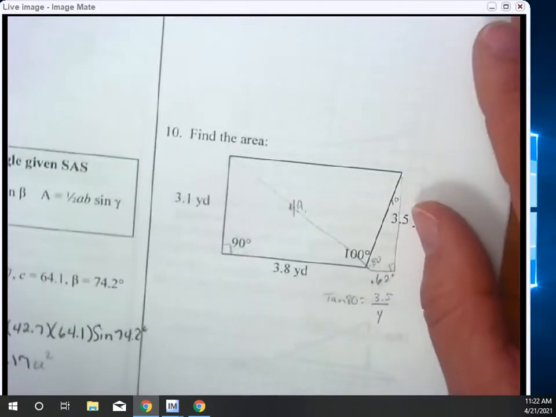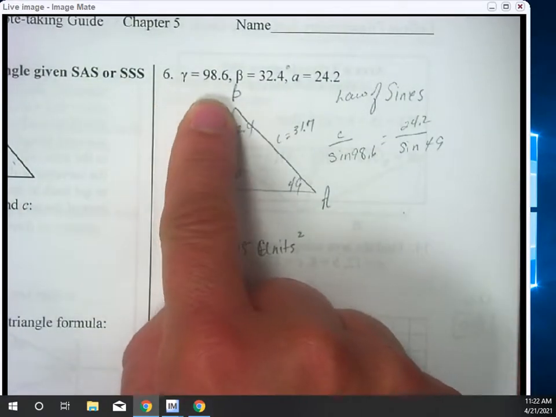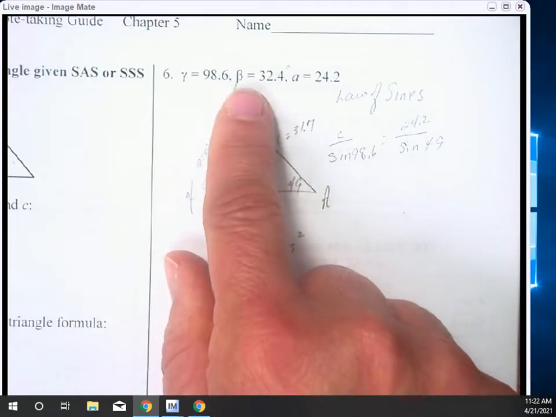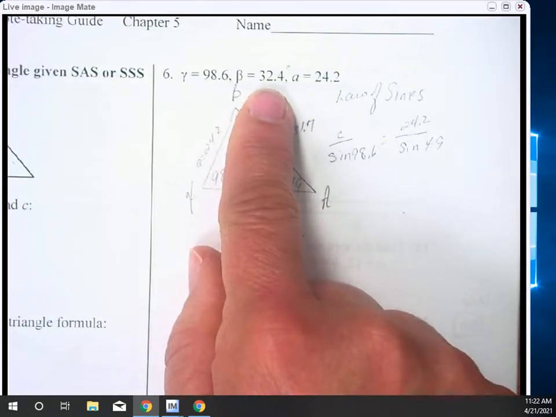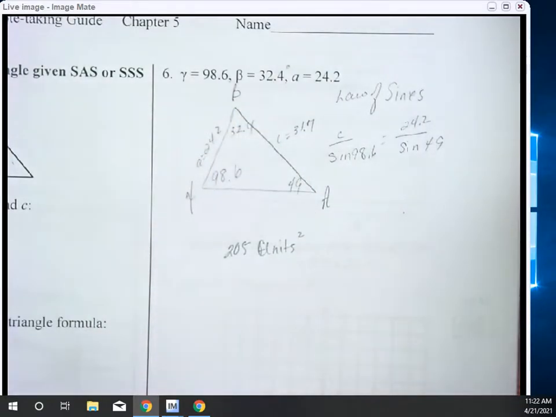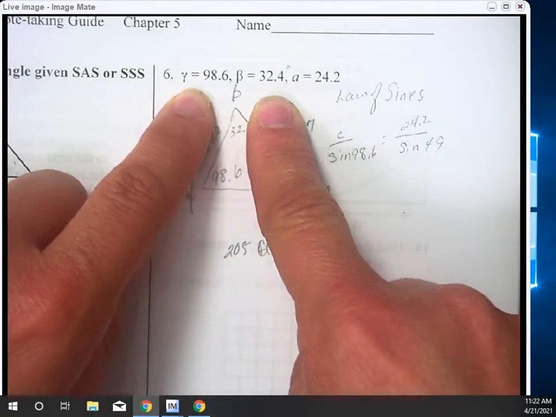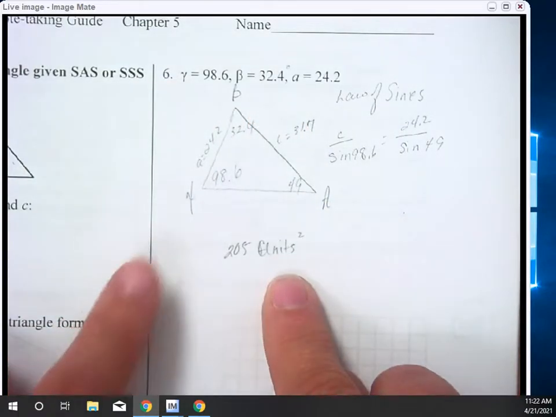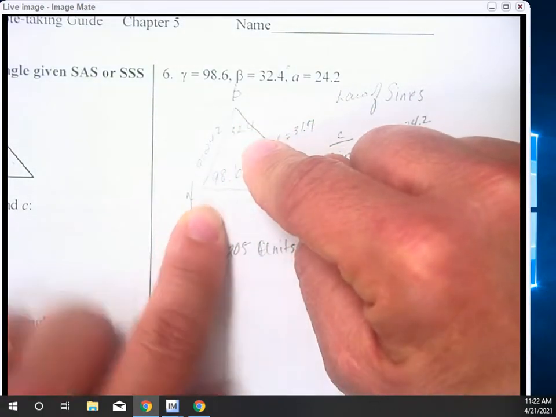All right. So moving on, when you're given the information, look at what they have given you. So we have gamma is 98.6, beta is 32.4, and alpha is 24.2. How do I know if these are angles or if they are sides? Well, because of the letter in front of them. This does not have degrees, but gamma and beta are going to be the angles in question. So when I'm drawing it, then I have an angle, the side included, and an angle.